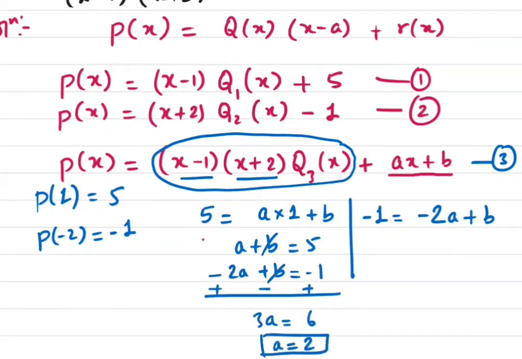Okay, so now a equals 2. If I plug in a equals 2 here, we get b equals minus 1 plus 4, which is b equals 3. Therefore, our answer: what is the remainder? ax plus b. Just plug in a equals 2, so that is 2x plus 3. So this is our answer.